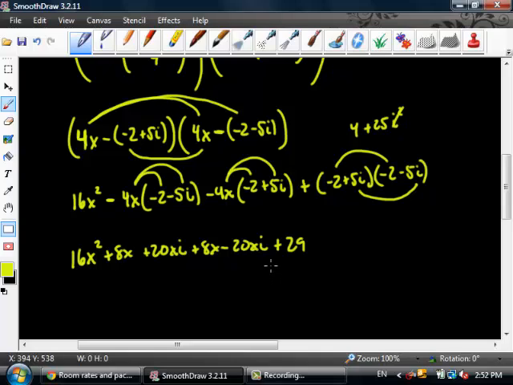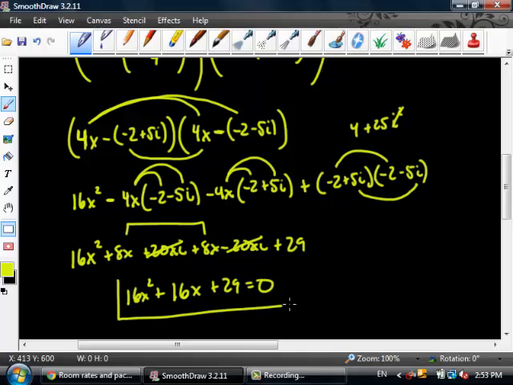What did we expect the i's to do? And do they? Positive 20, negative 20 go away. 8x and 8x becomes 16x. Tack on the 29, tack on the 16x squared, and you're done, right? No! Equals 0. Now you're done. Okay? Good job, you guys.